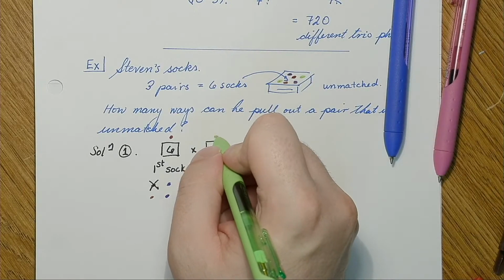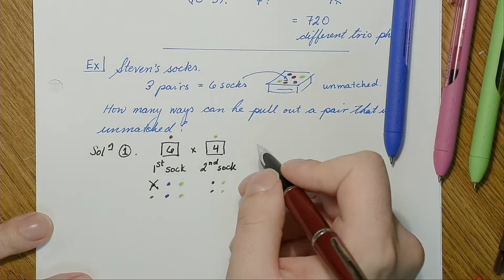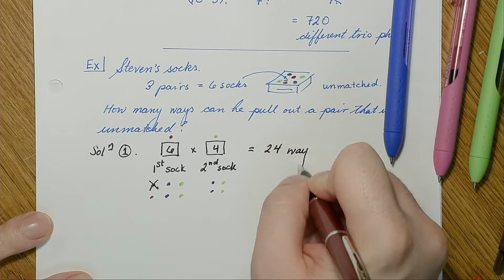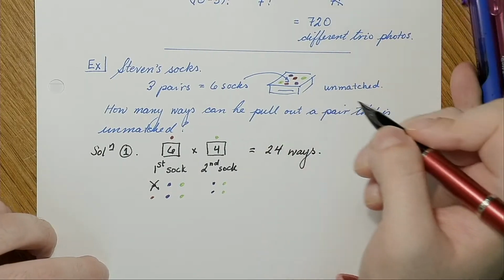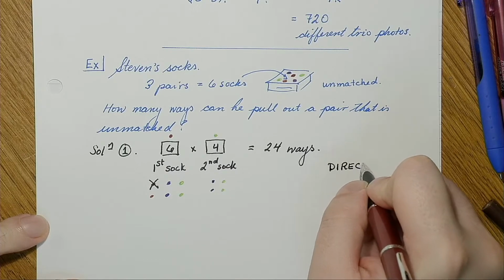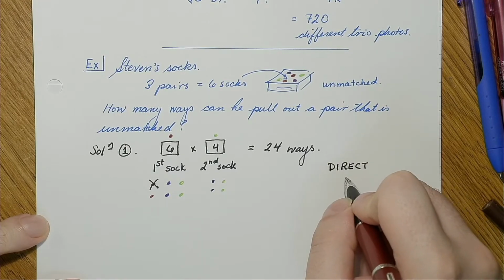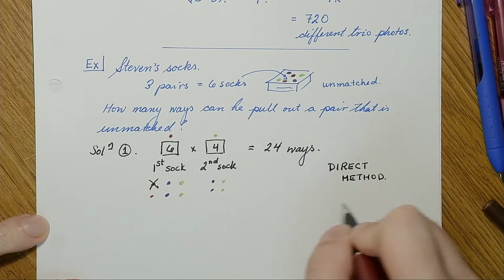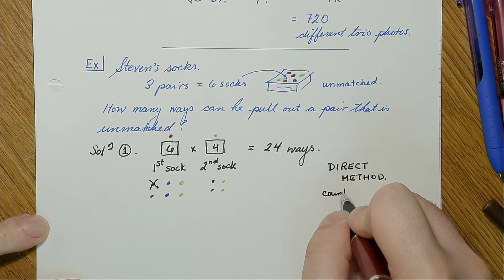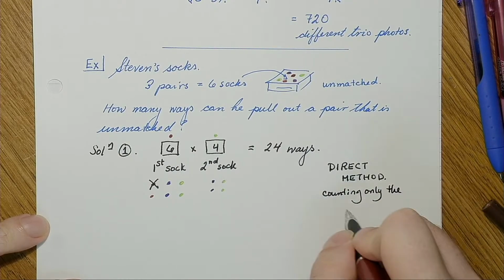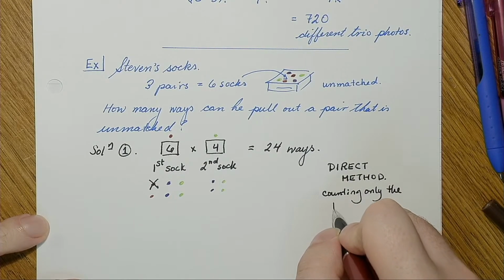So let's say that he picked out that. What a great combination. 6 times 4, so there's 24 ways of doing that. Okay, so this is what we call the direct counting method. Direct method, counting only the permutations we want.